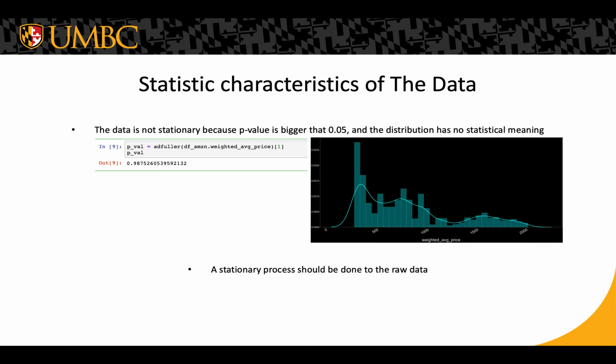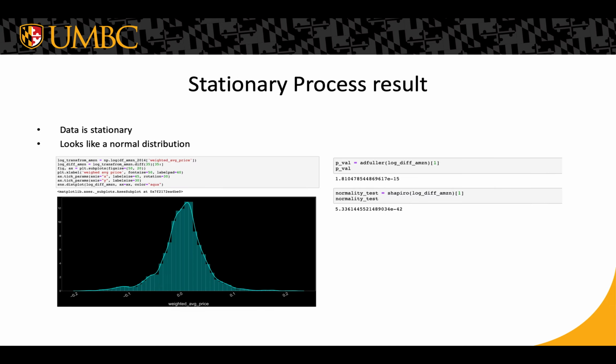That p-value is bigger than 0.05. That indicates the data set itself is indeed non-stationary, and that's why the distribution of the price data is meaningless. So I attempted to run a stationary process on the raw data to see if there's any improvement.